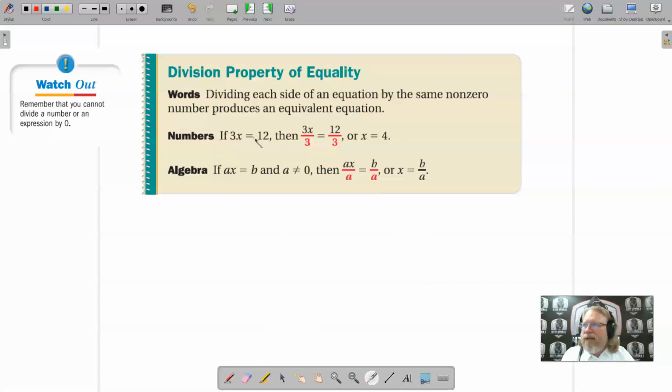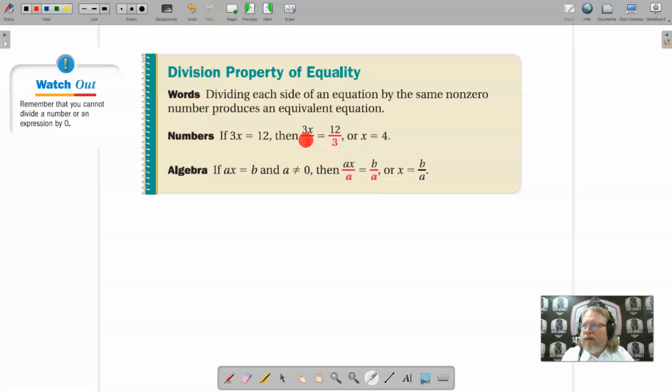If 3x equals 12, then 3x divided by 3 is equal to 12 divided by 3. So notice that we are doing the same thing to both sides of the equation. That is that we're dividing it by 3. And what happens here is the 3's are going to cancel each other, and we're going to end up with x equals 4 because, well, 12 divided by 3 is 4.